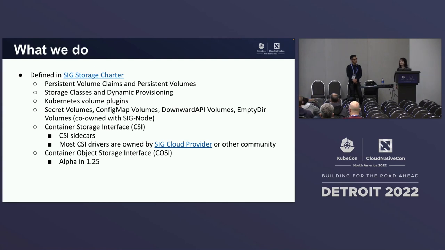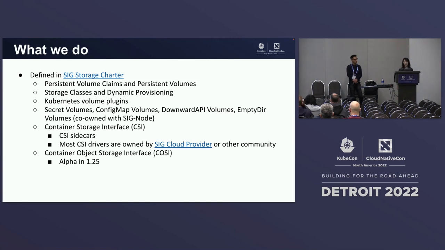What we do in SIG Storage is defined in our charter. SIG Storage is a special interest group that focuses on providing storage to containers running in a Kubernetes cluster. The most notable features include persistent volume claims, persistent volumes, storage class, and dynamic provisioning. We have volume plugins. In addition to persistent volumes that persist data beyond the pod lifecycle, we also have ephemeral volumes such as secrets, config maps, downward APIs, and emptyDir. Their lifecycle is tied to the pod lifecycle.